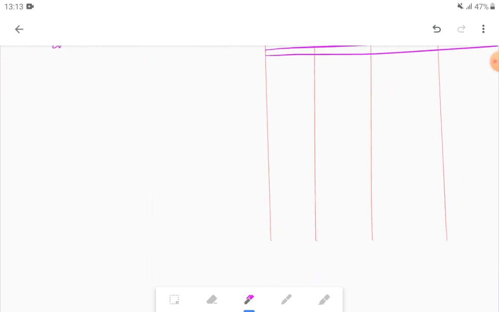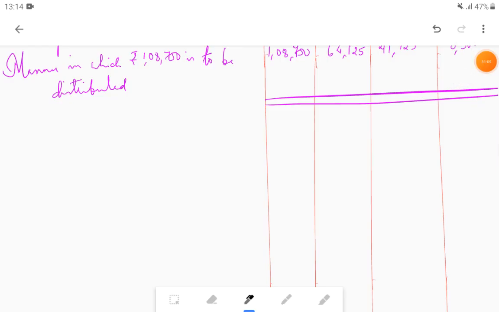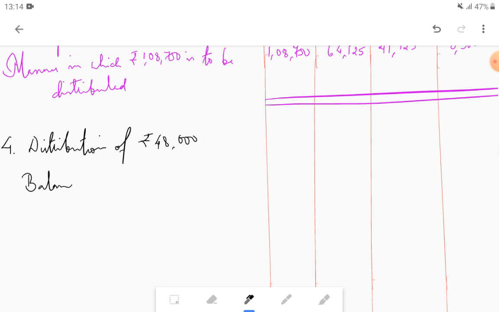Now we still have one more realization, that is, your fourth and final realization, which is distribution of your final amount. If you look at your first table, you'll figure out distribution of rupees 48,000. And as usual, firstly, balance due, right? We have to open up with your opening balance, just like in case of ledgers. So balance due after making payment as above.